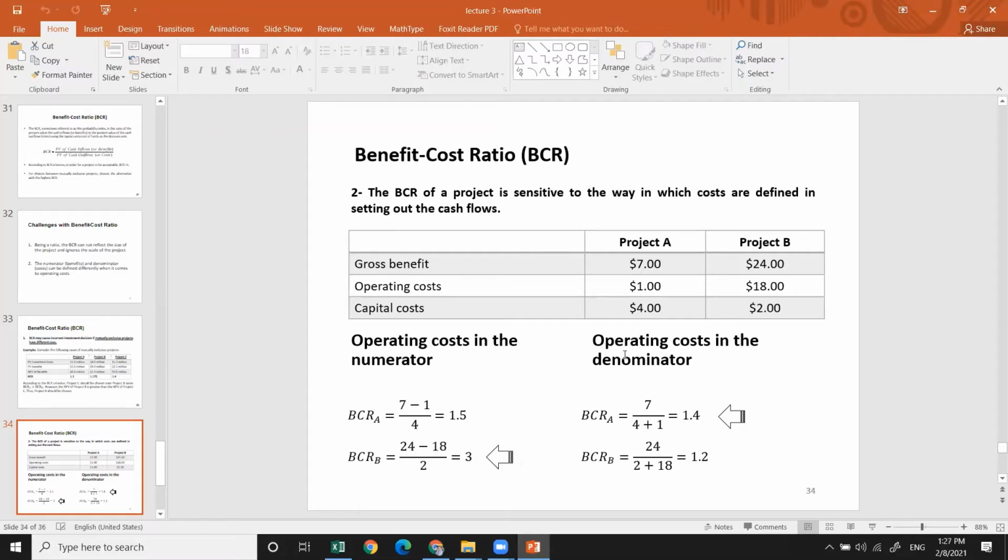But if you treat operating costs in the denominator, you can treat it this way as well. It gives you the same opportunity. The benefit cost ratio is 7 over 4 plus 1. 7 is the benefit and 4 plus 1 is the total operation cost, giving 1.4. And for the second, the benefits 24 divided by the cost, 2 plus 18, gives 1.2. So this underlines the challenges you face while dealing with the benefit cost ratio.